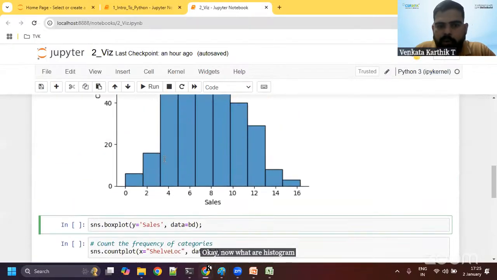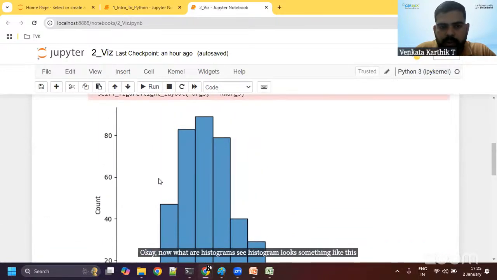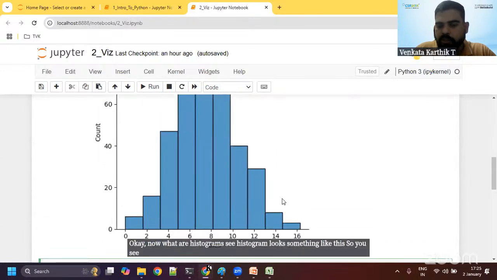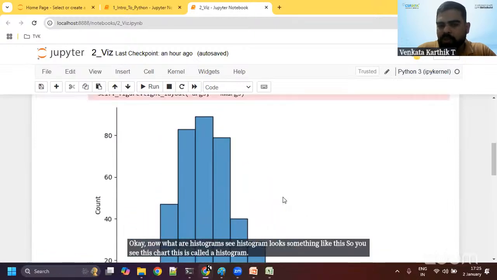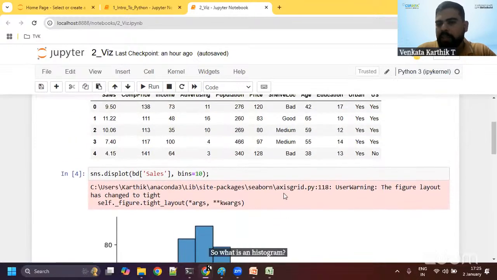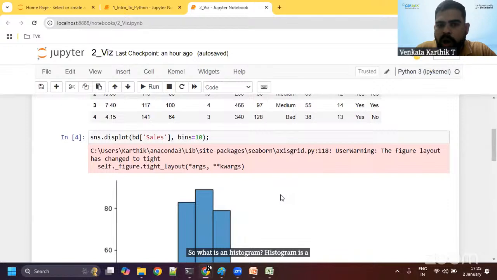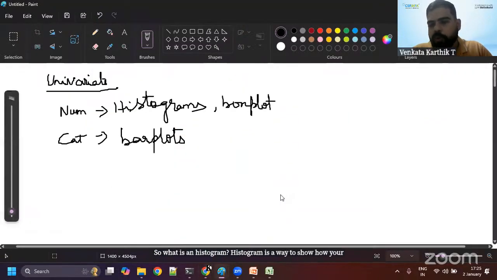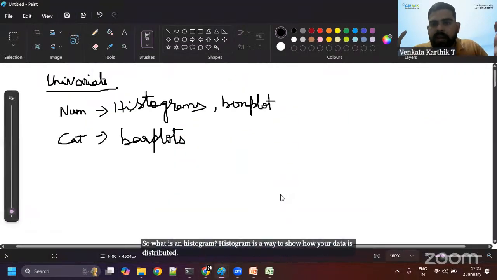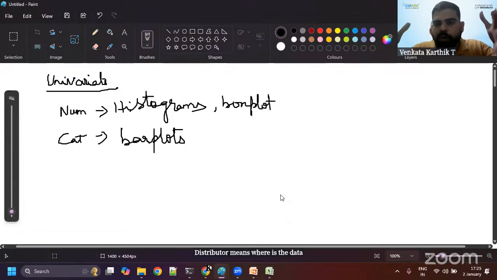Now what are histograms? See, a histogram looks something like this. You see this chart? This is called a histogram. So what is a histogram? A histogram is a way to show how your data is distributed. Distributed means where is the data sitting? Where is the majority of your data sitting?